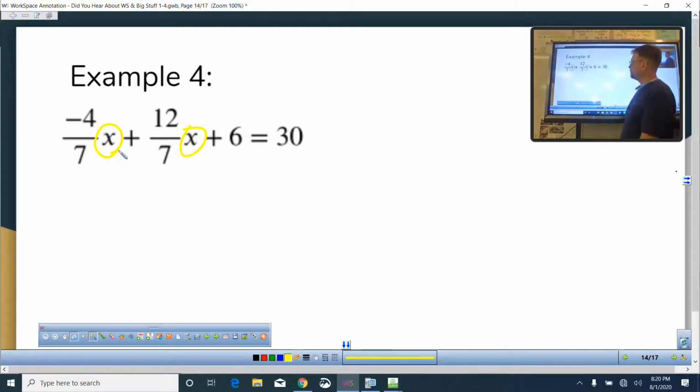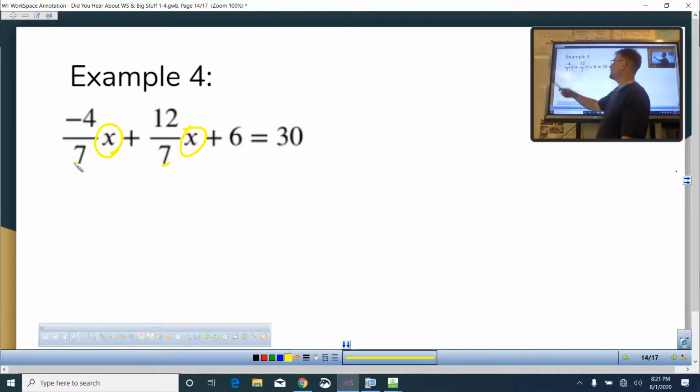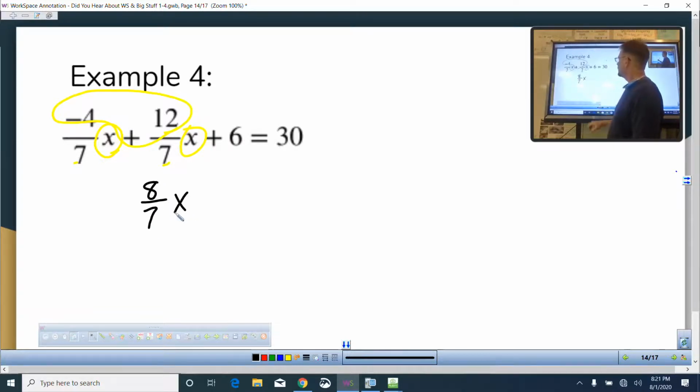So I got to get these guys together. Well, the good news is they have the same denominator, so it shouldn't be that big a deal to combine these, right? So when you're adding and subtracting fractions, if you have a common denominator, then you're just going to simply add and subtract our numerators. So what is negative 4 plus 12? That's 8. 8 over 7x. Okay, so we've simplified that down. Good. Got our x's in one place.